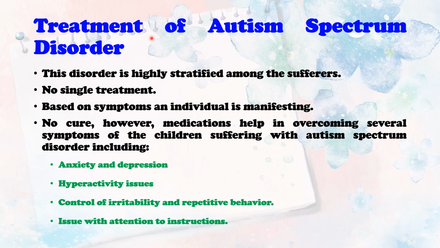Let's talk about treatment of autism spectrum disorder. This disorder is highly stratified among sufferers. As the symptoms are really broad, no single treatment is available. Rather, the treatment is based on the symptoms an individual is manifesting. There is no cure for autism. However, medication helps in overcoming several symptoms of children suffering with autism spectrum disorder, including anxiety and depression, hyperactivity issues, control of irritability and repetitive behavior, and issues with attention to instructions.